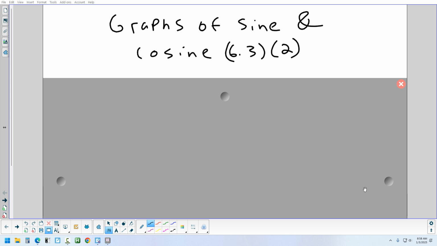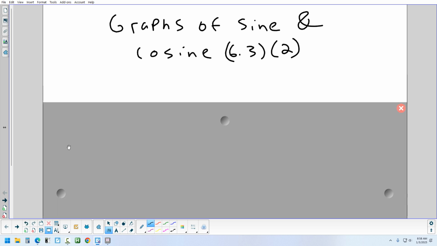All right, so we're going to take a look at 6.3 part 2. Okay, this is the second part. We're still not going to look at combining multiple transformations together. We're going to look at them isolated. And today we're going to look at the stretches. Horizontal stretch or compression and vertical stretch or compression.